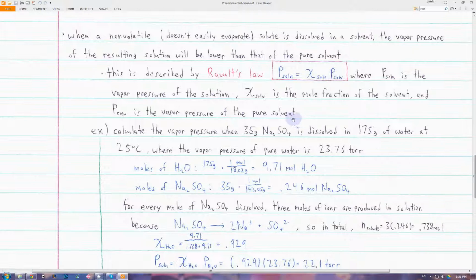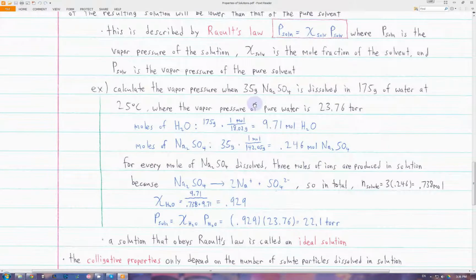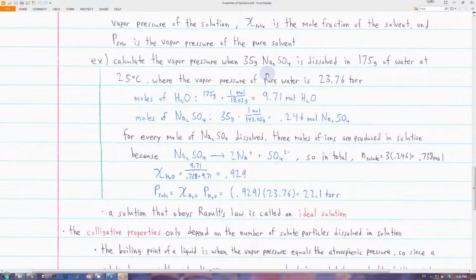So let's look at an example. We have sodium sulfate being dissolved in water. The first thing we want to do is calculate the moles of each substance, the water and the sodium sulfate. So we get that there's 9.71 moles of water and 0.246 moles of sodium sulfate.